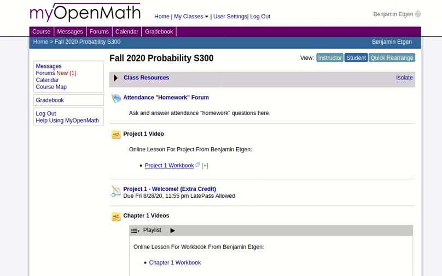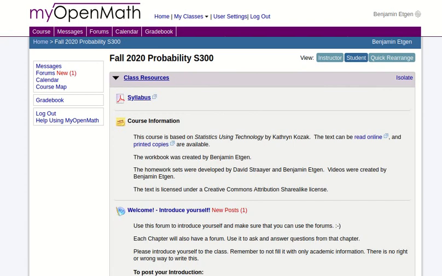Okay, so here we are inside of My Open Math. This is the student view. First thing I want to point out is the Course Resource tab at the very top. When you click on it, a bunch of stuff loads. There's the syllabus if you want it again. The course information, Kathy Kozak's book can be read online. You can download a PDF of it or another link to the printed copies. The workbook was created by me.